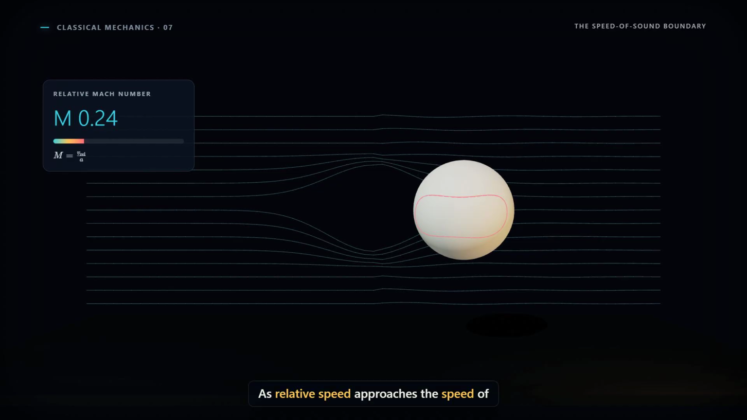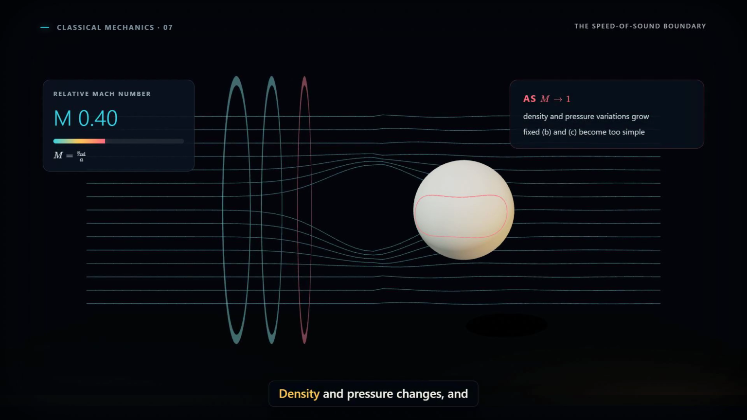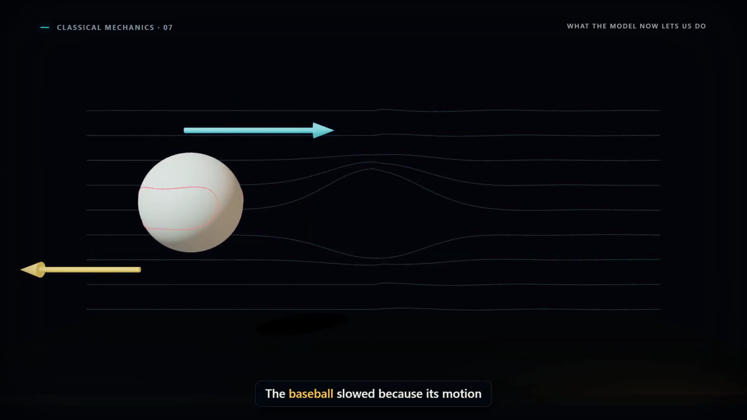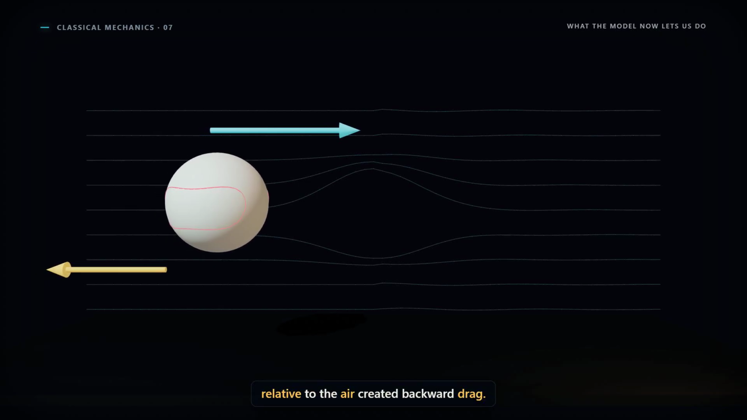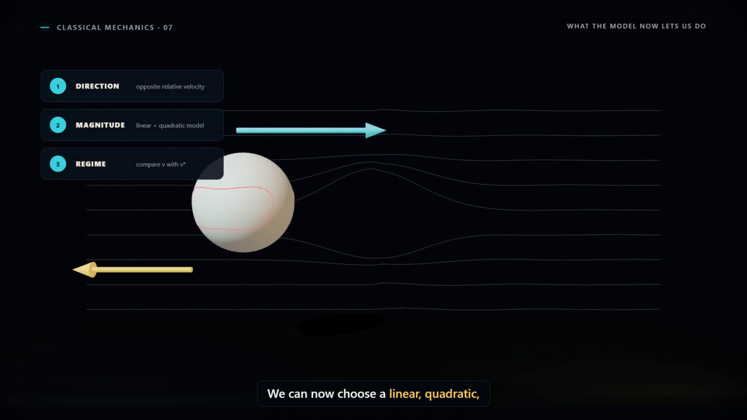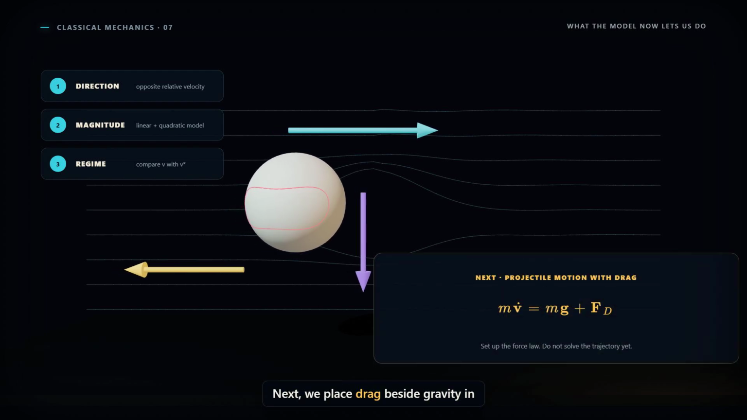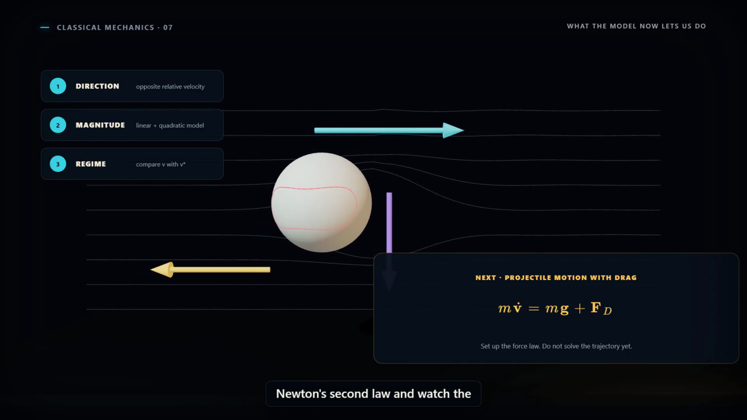As relative speed approaches the speed of sound in the medium, compressibility matters. Density and pressure changes, and eventually shock structures, can change the drag coefficient, so fixed B and C become too simple. This warning concerns the speed of sound, not the speed of light. We use it for sound speed. The lowercase c in CV squared is only a drag coefficient. Nothing here is relativistic. The baseball slowed because its motion relative to the air created backward drag. We can now choose a linear, quadratic, or two-term model and defend the choice. Next, we place drag beside gravity in Newton's second law and watch the projectile path change.